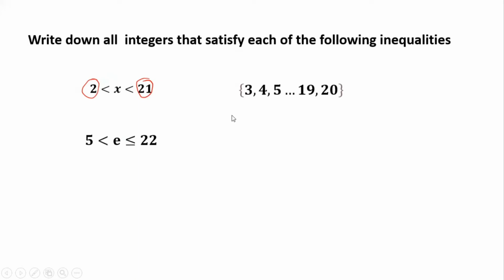Got it? Another question: 5 is less than x less than or equal to 22. Again, we are not going to take 5. So the value of x is greater than 5, so our values begin from 6.